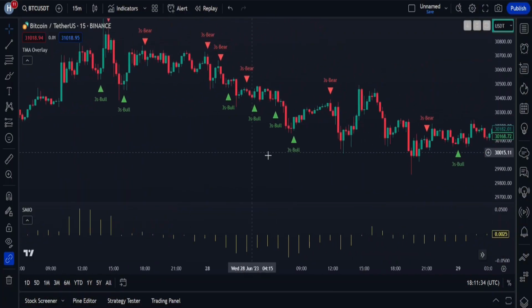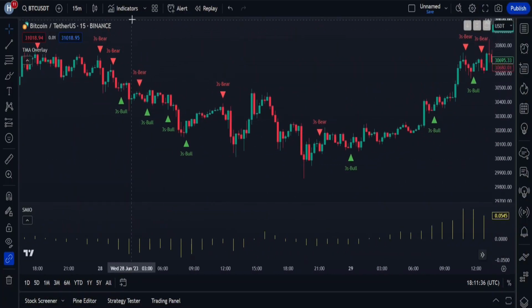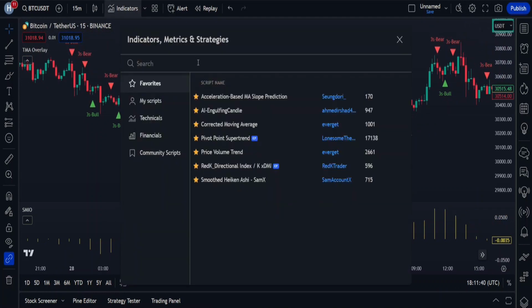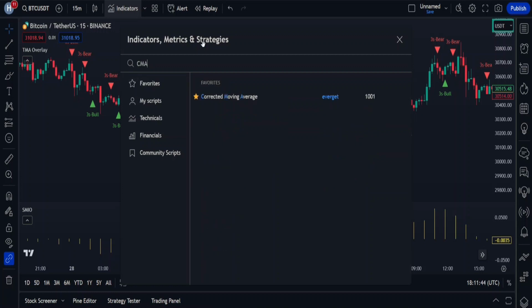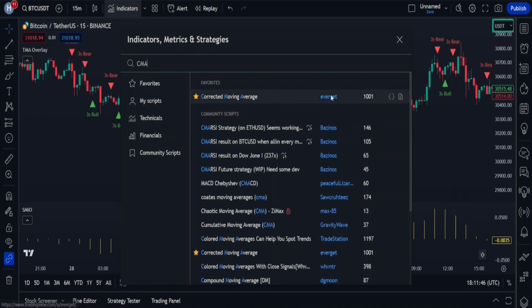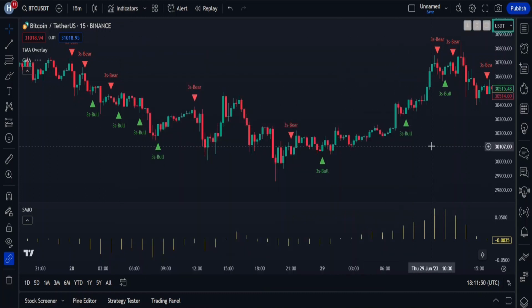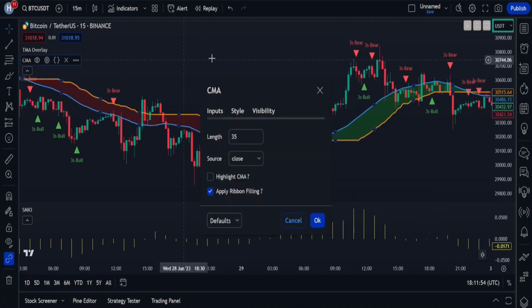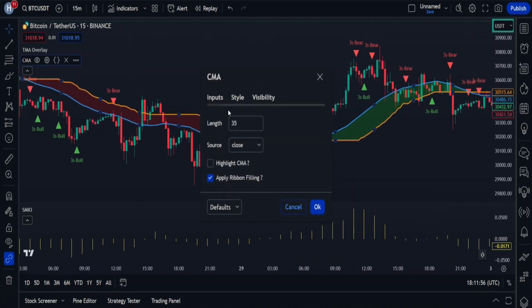Now the next step in turning this strategy into a profitable one. And for that, we will add our last indicator of the strategy to our chart. So again, we will access the Indicators tab and search for the CMA and add this corrected moving average indicator made by Everjet to the chart. After adding the CMA indicator, we will modify the settings for this indicator also. So let's access the settings for this indicator. And in the Input section of the settings, change the length to 300.